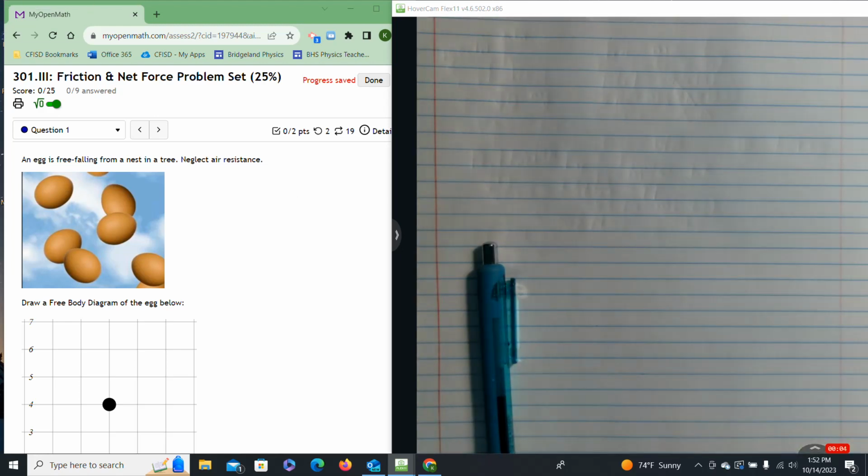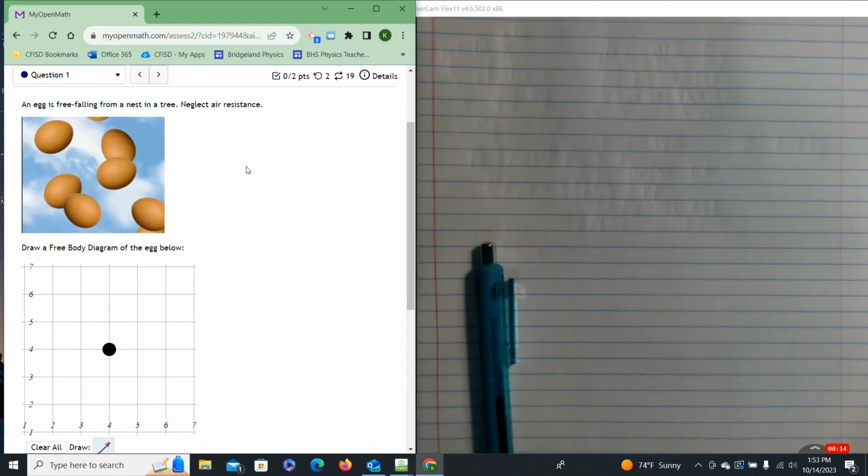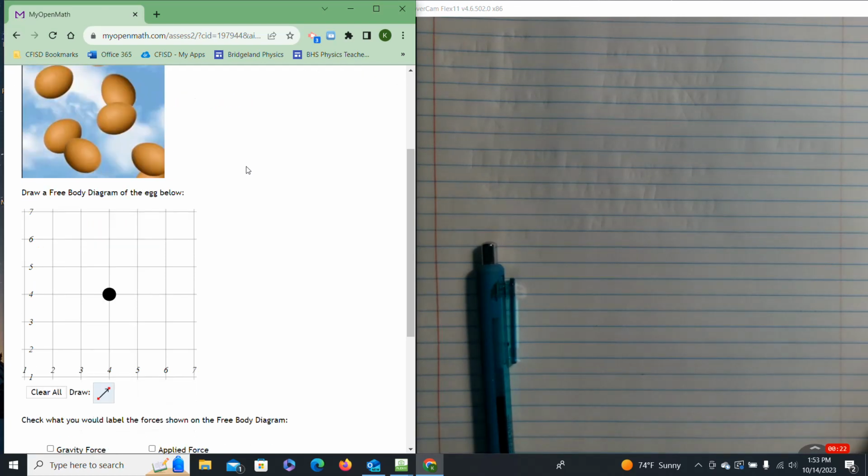Okay, this is the assignment 301.3, friction and net force problem set, and I'm going to work through those questions starting with number 1. Number 1 says, an egg is free falling from a nest in a tree. Neglect air resistance. Draw the free body diagram of the egg below.